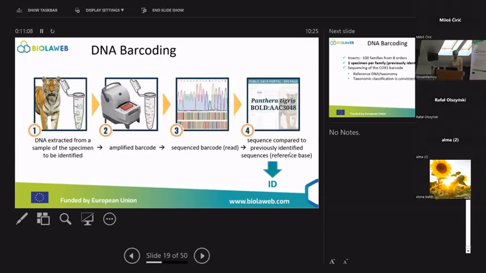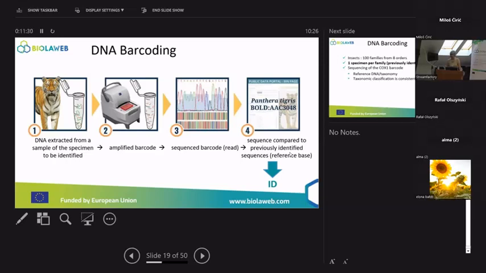So how does it go? First, you take a specimen. So if you want to take a tiger, you take a sample from that specimen and extract the DNA from that sample. Then you amplify the selected barcode with PCR.